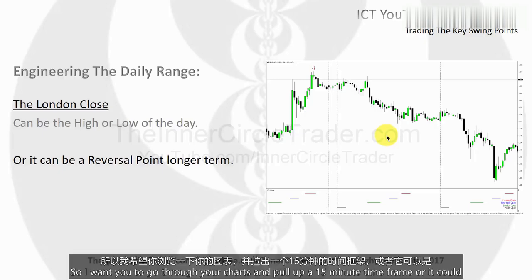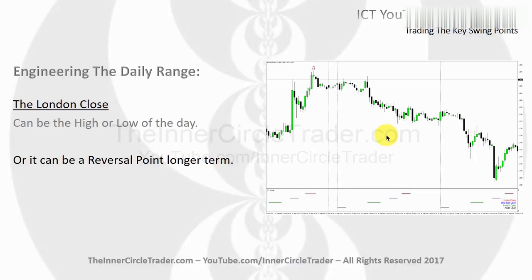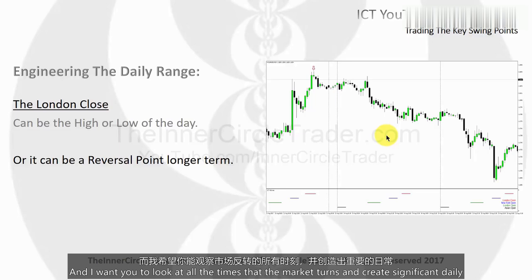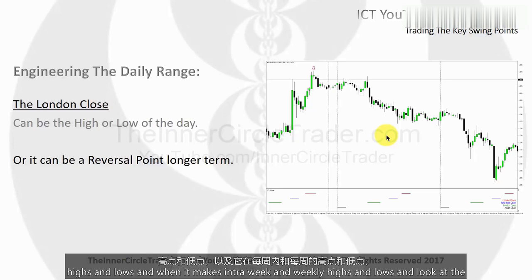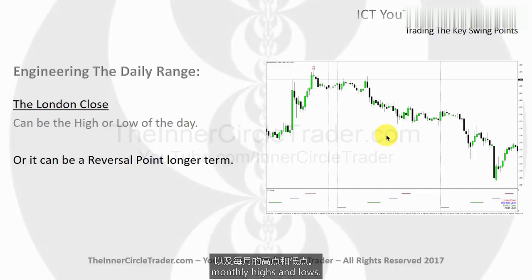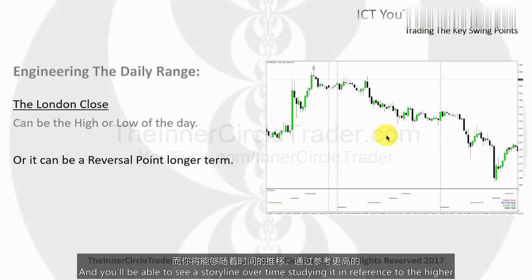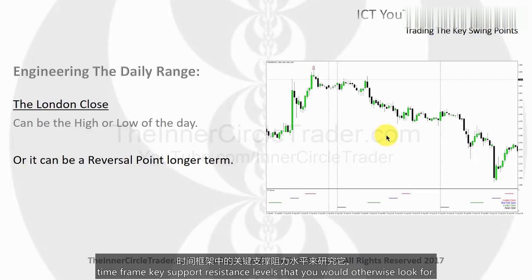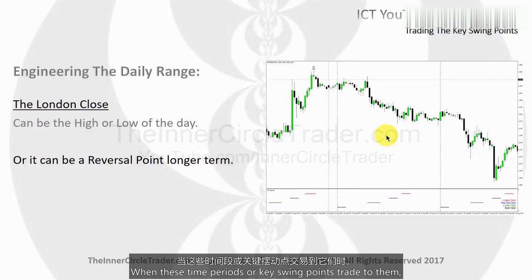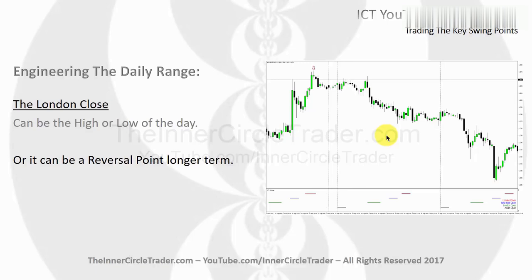So I want you to go through your charts and pull up a 15-minute time frame, or it could be a 30-minute time frame, and I want you to look at all the times that the market turns and creates significant daily highs and lows, and when it makes intra-week and weekly highs and lows, and look at the monthly highs and lows. When are they forming? And you'll be able to see a storyline over time studying it in reference to the higher time frame key support resistance levels that you would otherwise look for. When these time periods or key swing points trade to them, you will see significant and high probability turning points.